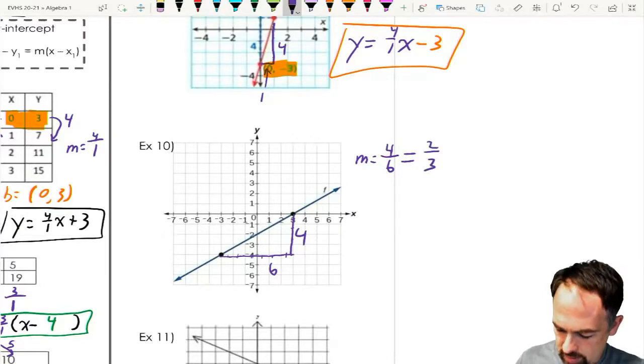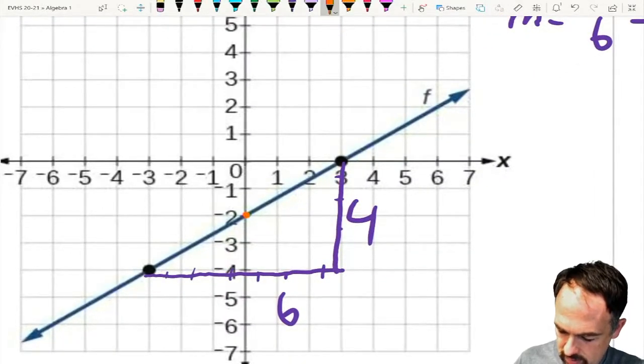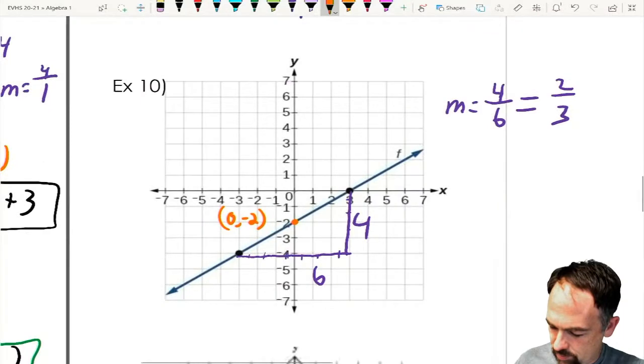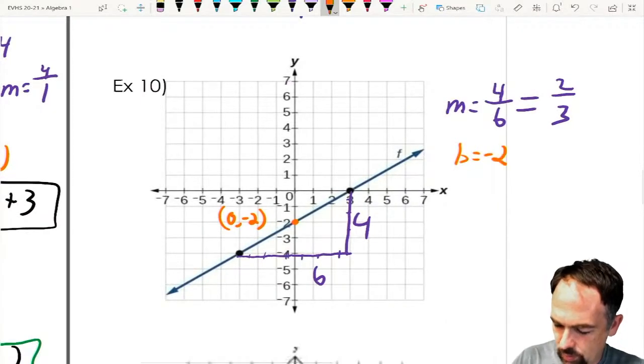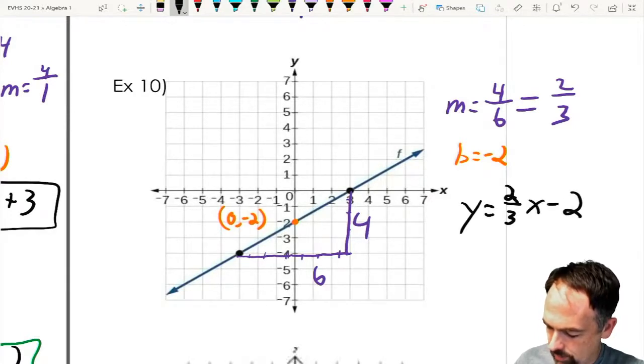Now let's look at our y-intercept. I zoom in here and I can see the y-intercept here. The y-intercept occurs at 0, -2. So my b value is -2. And so I've got y equals 2/3 x minus 2.